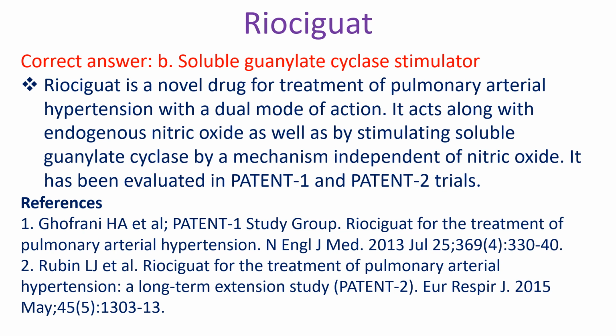Riociguat is a novel drug for the treatment of pulmonary arterial hypertension with a dual mode of action. It acts along with endogenous nitric oxide as well as by stimulating soluble guanylate cyclase by a mechanism independent of nitric oxide. It has been evaluated in the PATENT-1 and PATENT-2 trials.